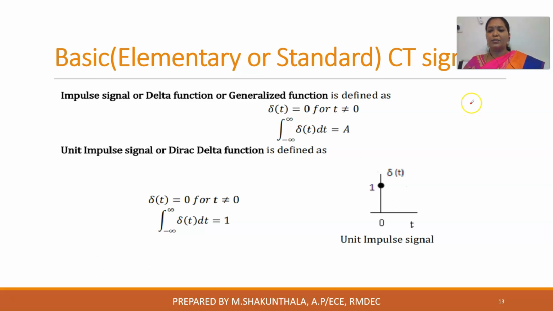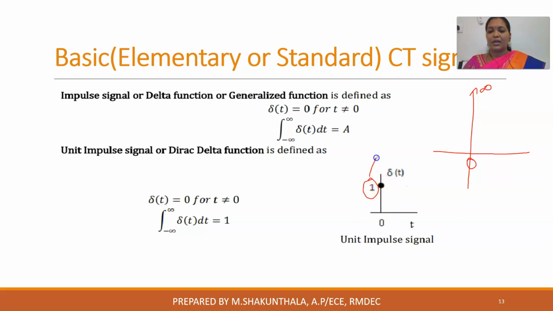So in simple terms, the impulse signal is one which exists only at t equal to 0. Here only it will exist, and its amplitude goes up to infinity. For all other values it is 0, but you cannot represent infinite amplitude in your signal, correct? So we are considering an area. The area of the unit impulse signal is nothing but 1. So we are always considering the unit signal alone.